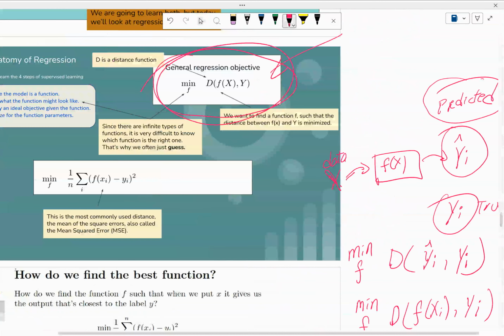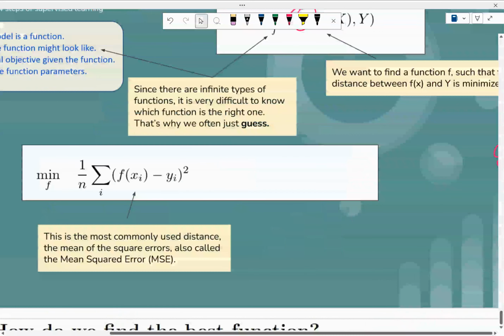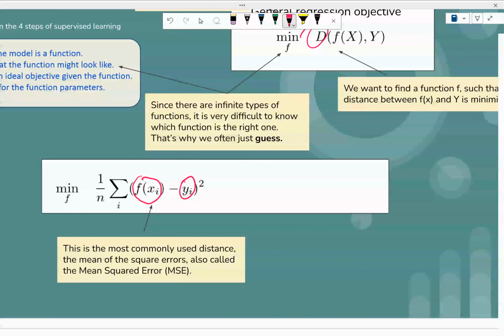And well, this is the most common way to do it. There's a different way to do it, but here's your function. You want to find the function such that the output of your function and the actual label itself are as small as possible apart. And one of the distances they use is called the Euclidean distance, right? With the Euclidean distance, for every single point from one to n points, you want this minus this to be as small as possible.